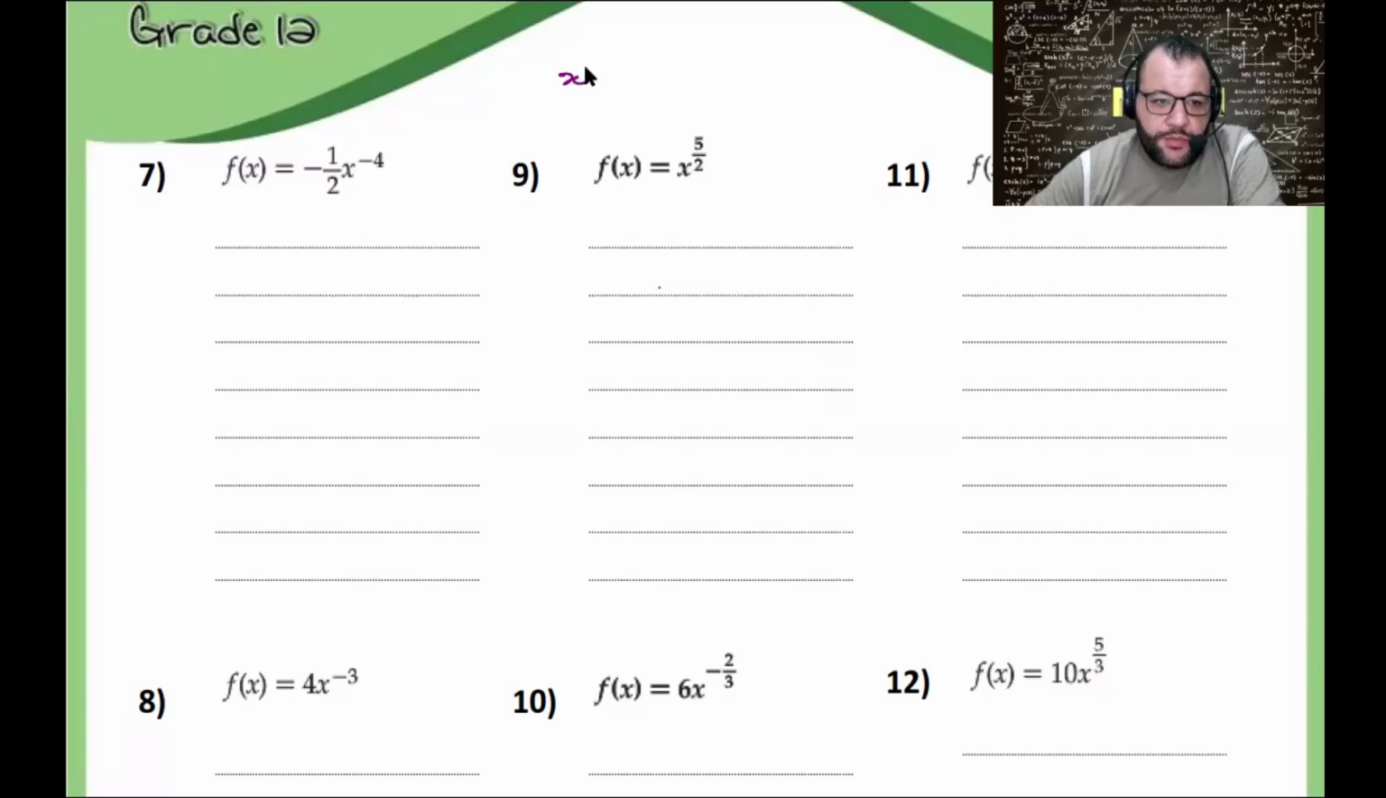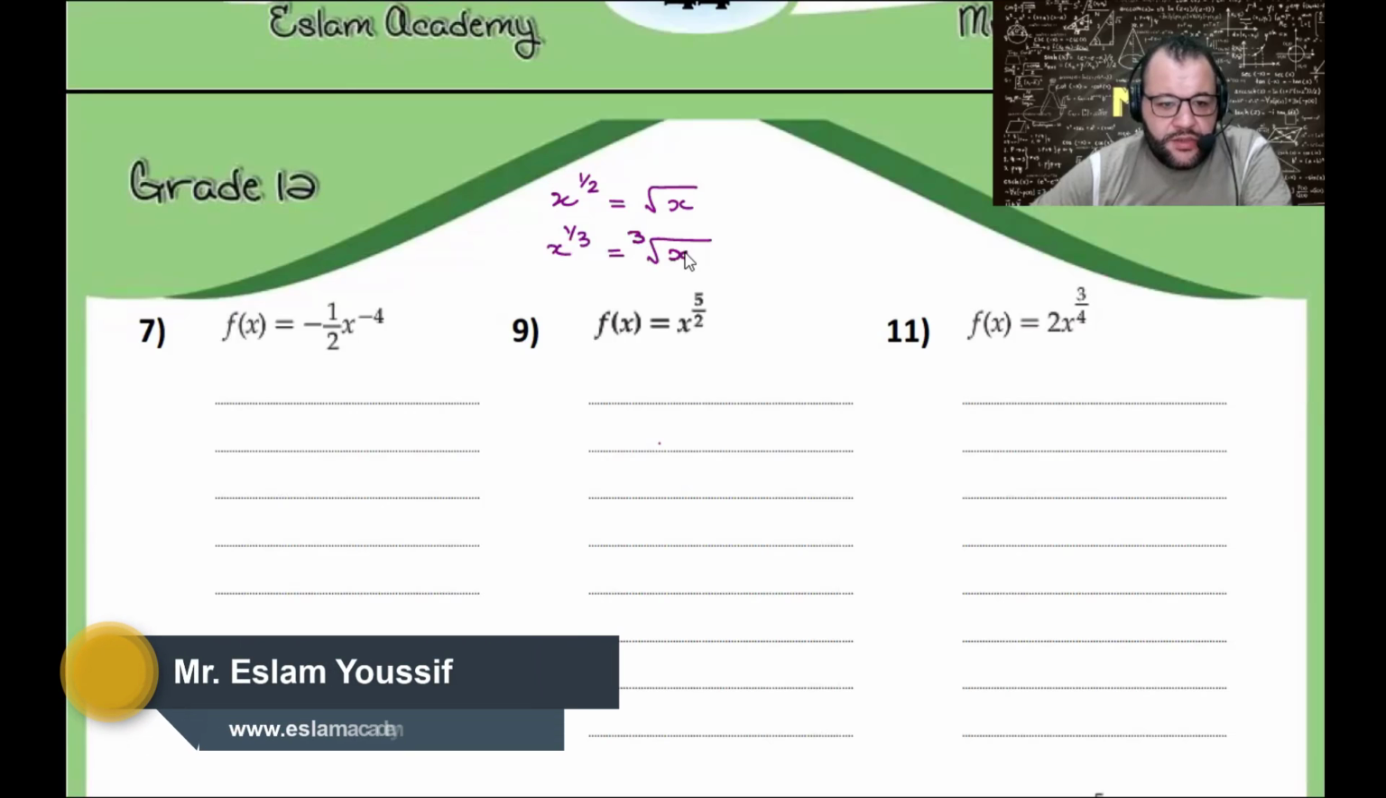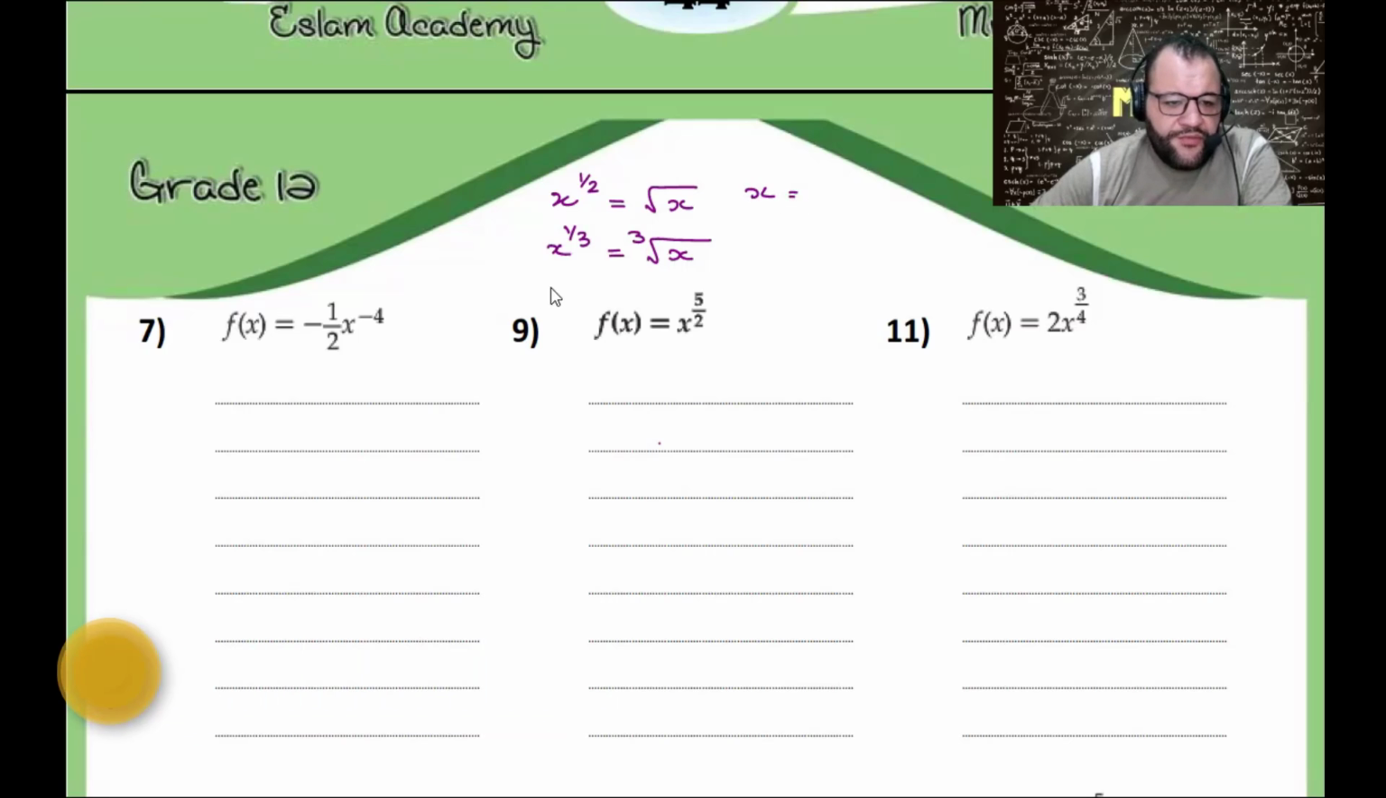When I have x to the power negative 4, for example, it would be 1 over x to the power 4. But if x to the power 1 over 2, it means the square root of x. X to the power 1 over 3 will be the cubic root of x. And if you have x to the power 1 over n, it will be the nth root of x.